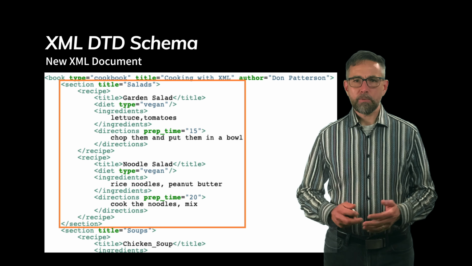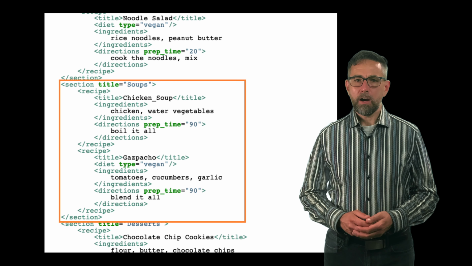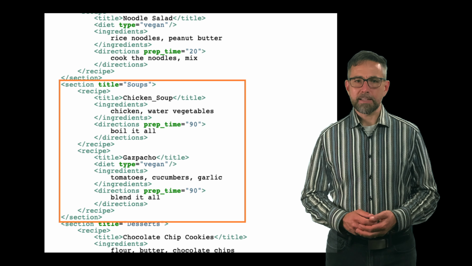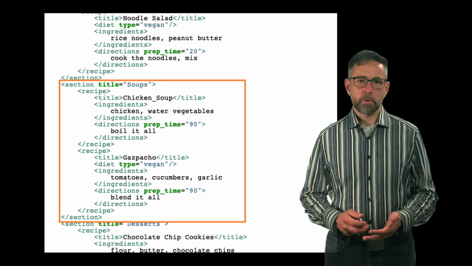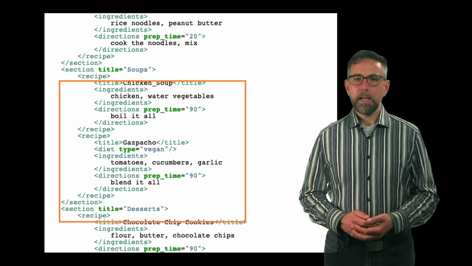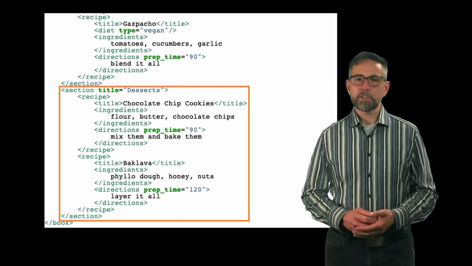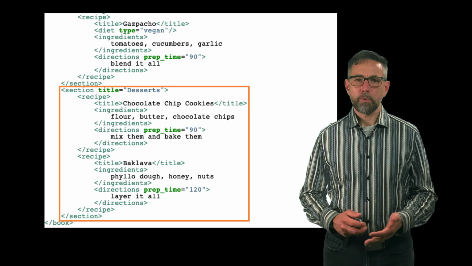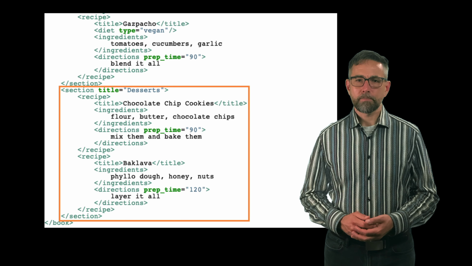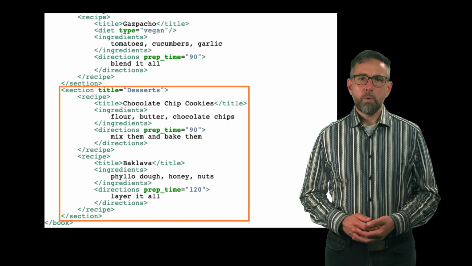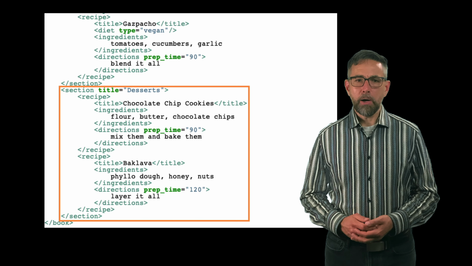So our salads have been restructured like this. Our soups have been restructured like this. Similar, just with the data that we had before. And finally, our desserts have been restructured as well. Section called desserts, 2 recipes, ingredients, and directions. Now, how do I know that I put all the different components in this book that I intended to?